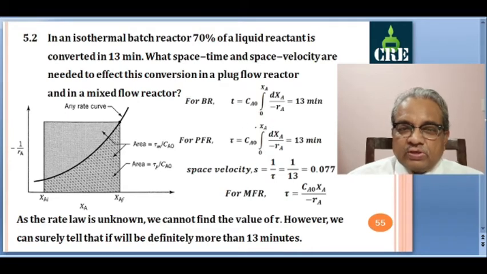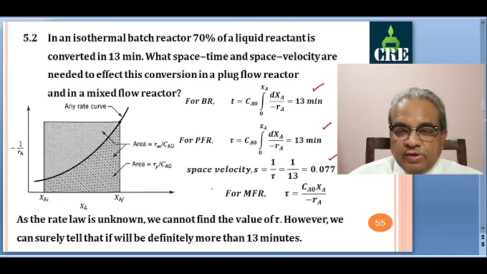So for 70% conversion, that means same conversion, same time is needed. Here it is batch time, here it is space time. So space velocity for plug flow reactor is 1 by tau, 1 by 13, that is 0.077 minute inverse. For mixed flow reactor, it is simple, tau is equal to Ca0 xa by minus Ra.